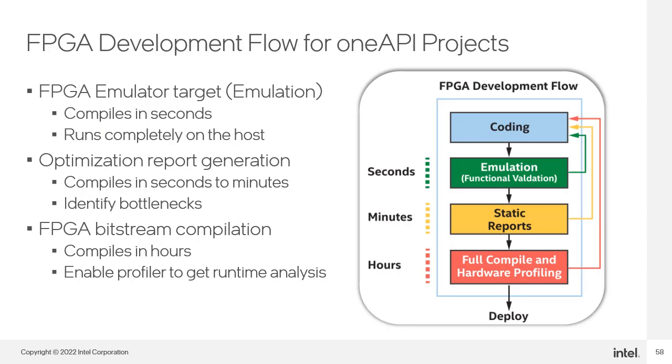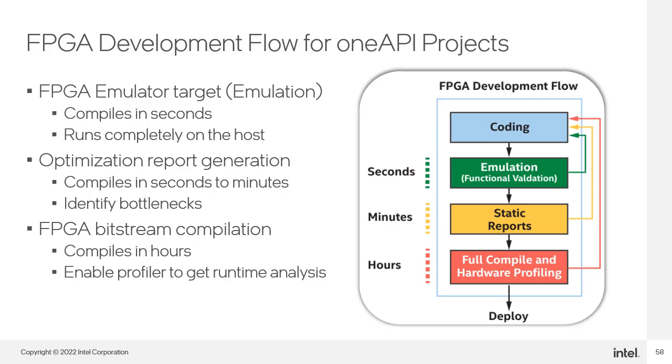It is important to follow the FPGA development flow for oneAPI projects. The chart here shows the order of executing the development flow and how much time each step takes. The first step in the flow after your design coding is ready is emulation. This step checks that your code is functional, devoid of syntax errors, and provides the appropriate results. It executes as a software compile, which will run on the host, and it is very quick, taking seconds to complete.